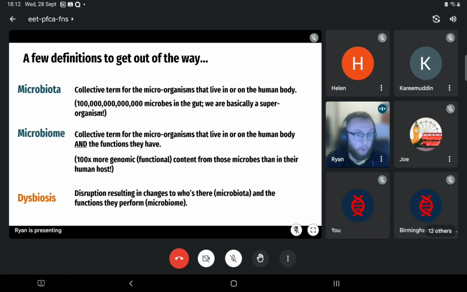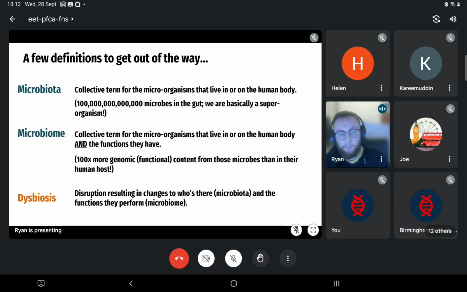We then have the microbiome, which is essentially the same thing, but it's not just who's there and what bugs are there or bacteria. It's what can they do? So what DNA do they have? And what genomic content do they have? And what functions do they have? What metabolites can they make? What toxins do they secrete? So it's not just who's there, but it's what they're doing as well.